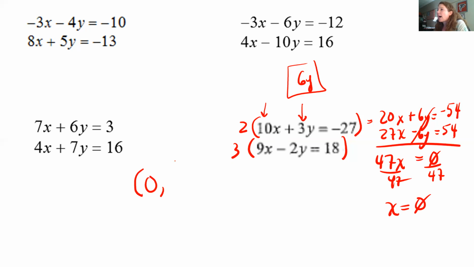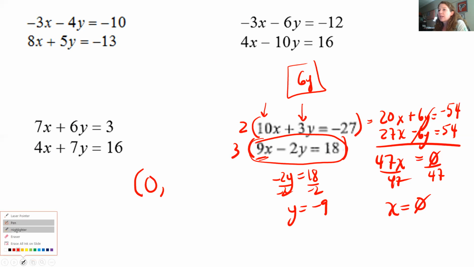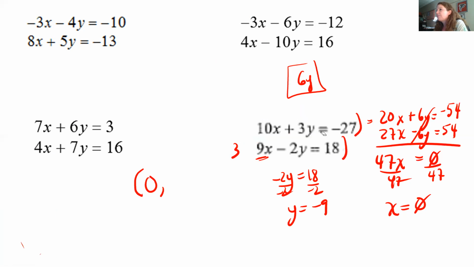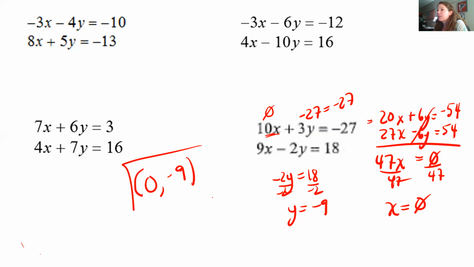And now to get y, I'm going to plug in 0 right here. 0 times 9 is 0. So 0 minus 2y is minus 2y equals 18. Divided by negative 2, and I get y equals negative 9. So now I'm going to plug my answers into my original top equation just to check it. If I plug in 0 here, 10 times 0 is 0. 3 times negative 9 is negative 27. So does negative 27 equal negative 27? Yes, it does. My answer is right.